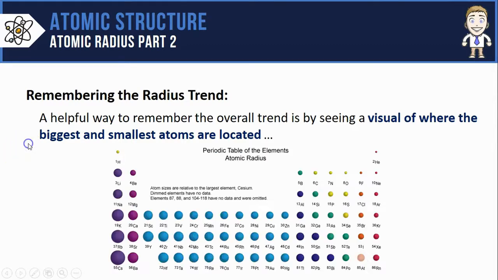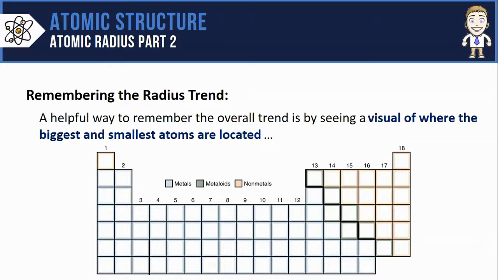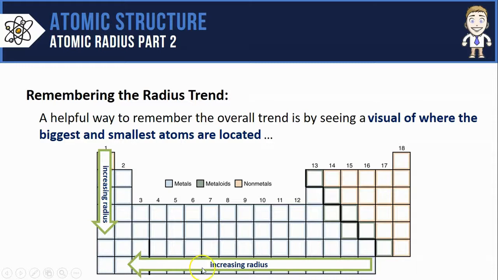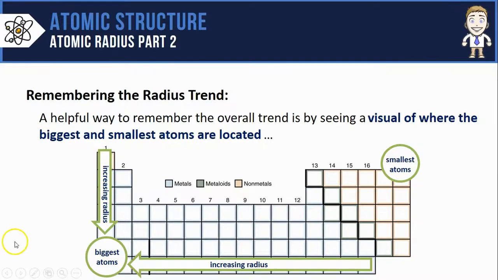I like to do this just by seeing a visual of where the biggest and smallest atoms are located. Here's one that shows the biggest atoms on the bottom left in spheres and the smallest ones in the top right. Here's another using a bar graph method. If you're taking notes, I like to draw a quick blank periodic table. You can do this with arrows, an arrow pointing down labeled as an increasing radius moving down, an arrow pointing left labeled with increasing radius pointing left, or simply label the corners. The bottom left has the biggest atoms and the top right has the smallest. I would recommend pausing and writing this version down so you've got it for later.